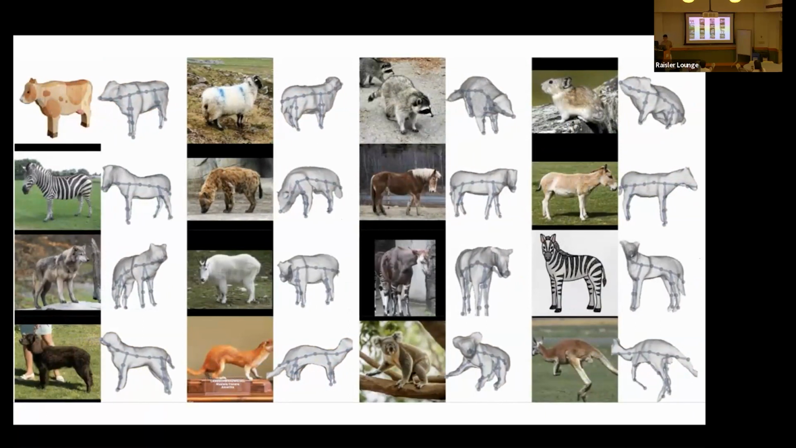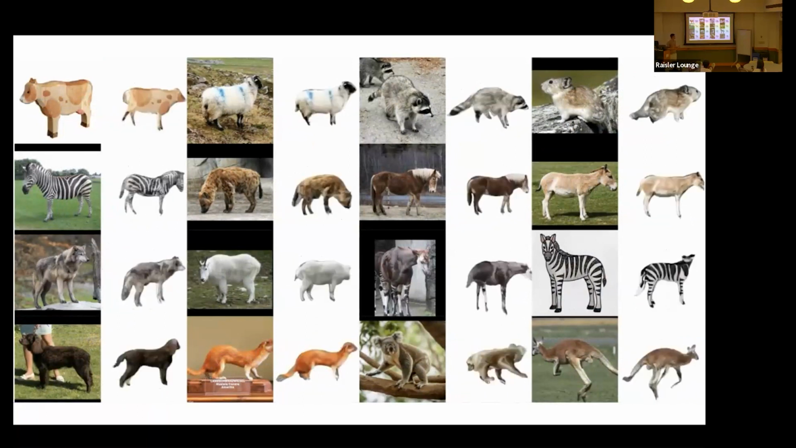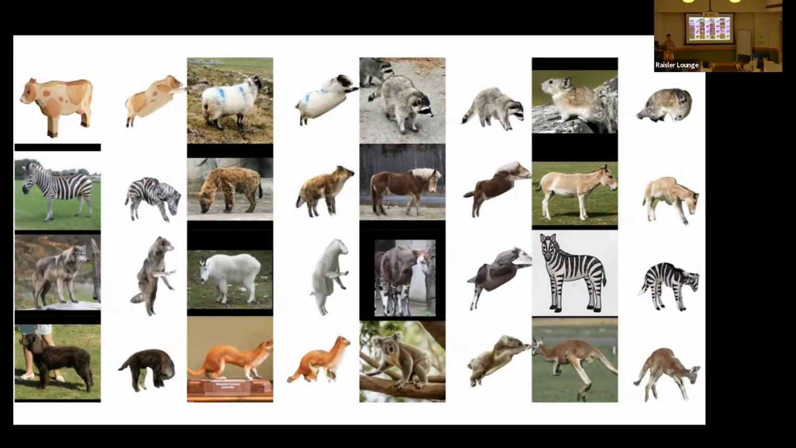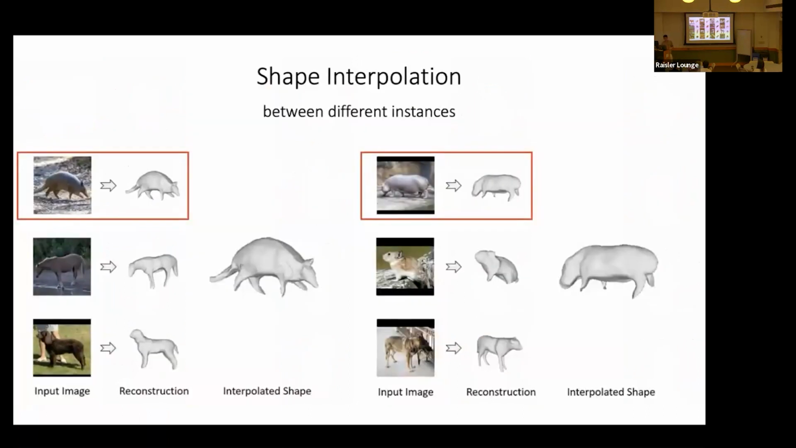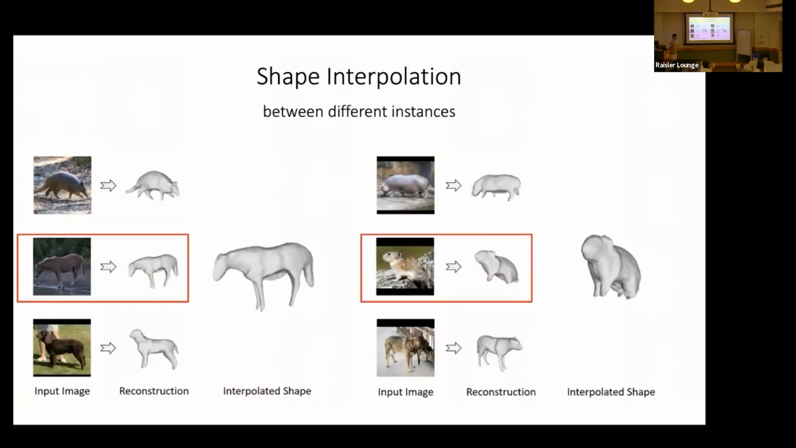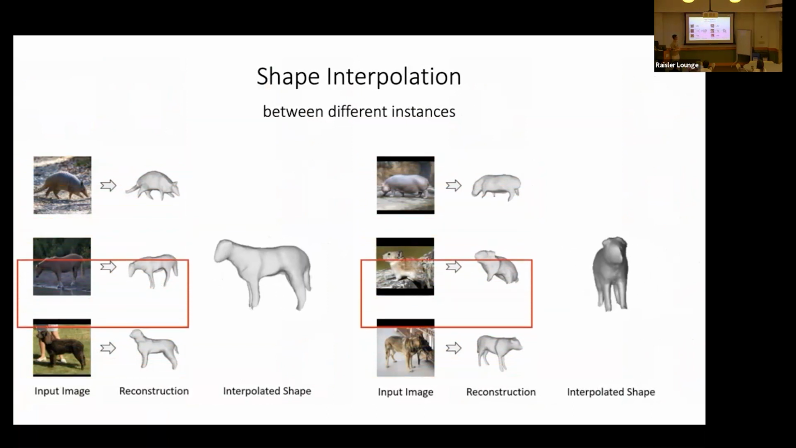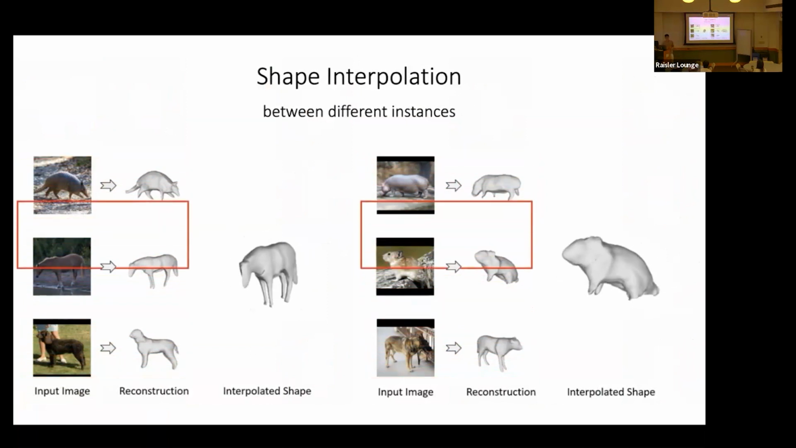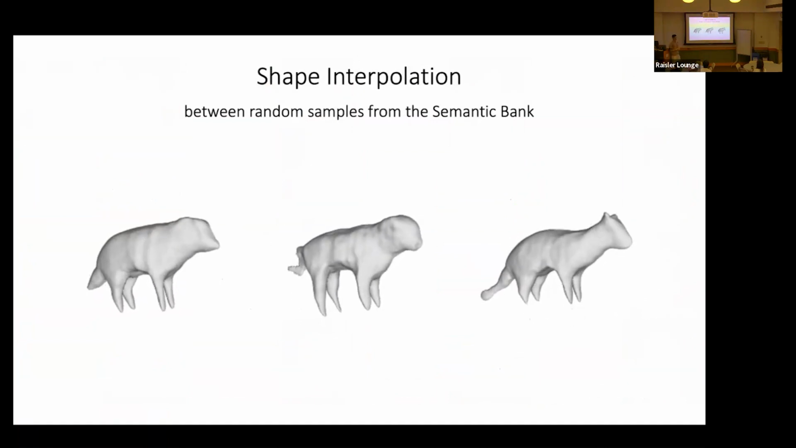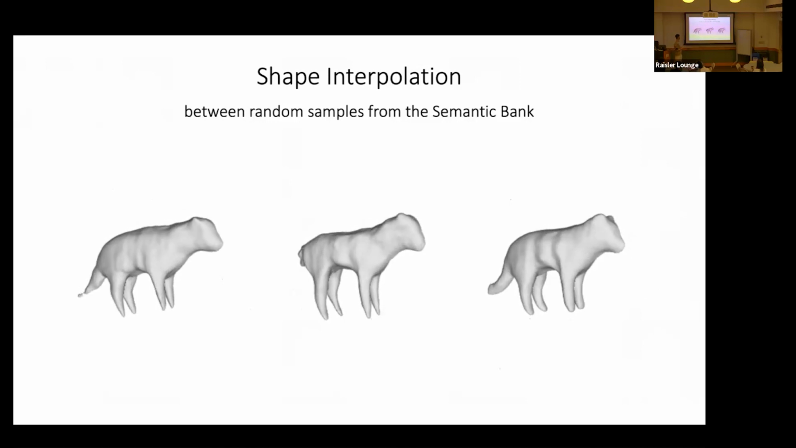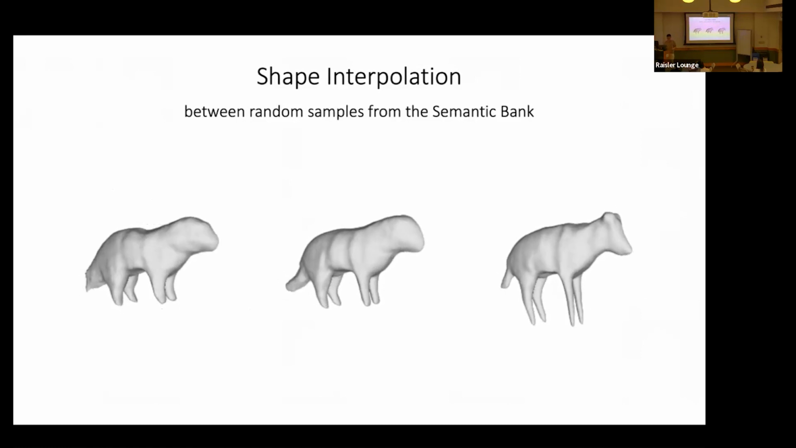Here's some more results. In general, it works pretty well on these quadruped animals, but if we want to scale up to all kinds of animals with different motion skeletons, it's going to be difficult. And since it is a memory bank, it's smooth, and we can start interpolating between different instances. From a single instance, you can smoothly interpolate into a different animal's shape, or you can also sample from the semantic memory bank to generate diverse interpolations of the base shape.